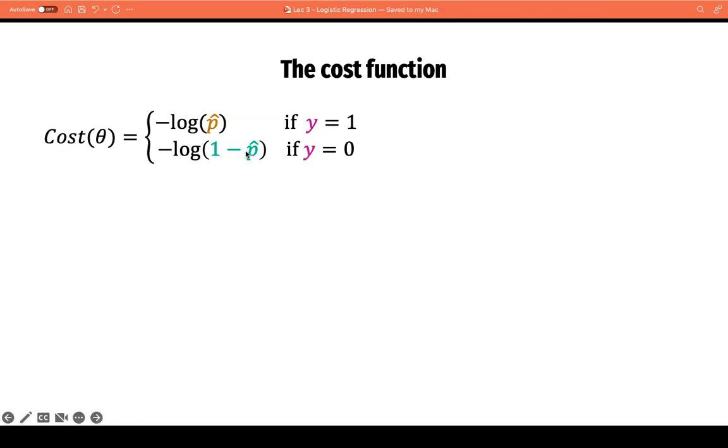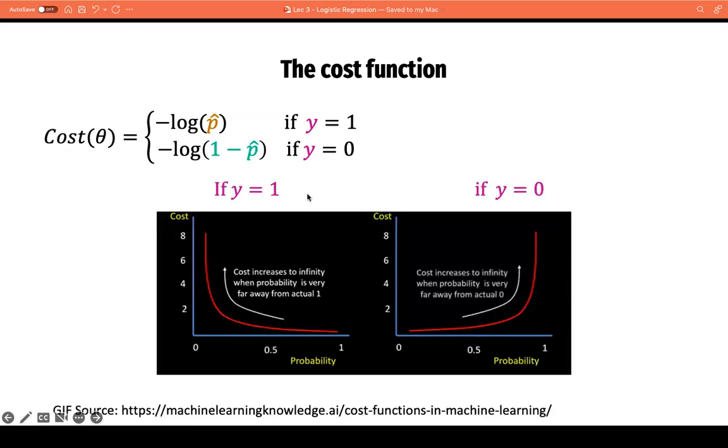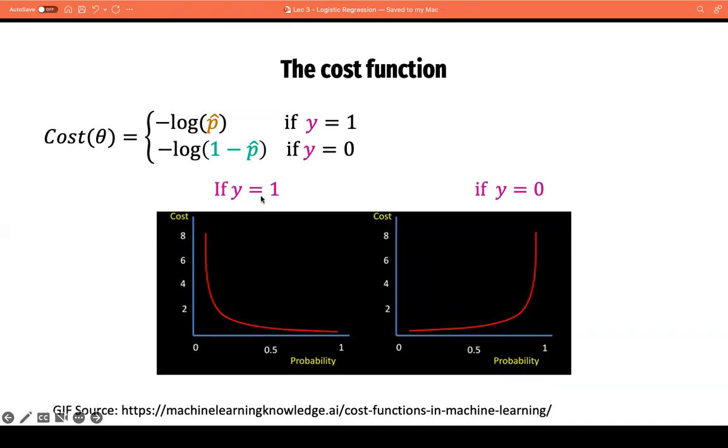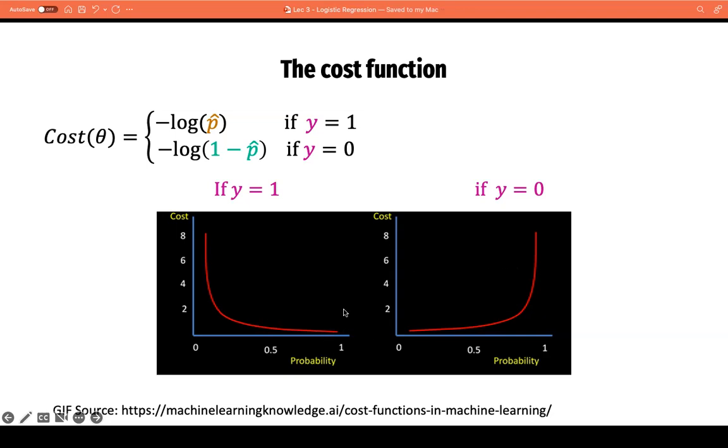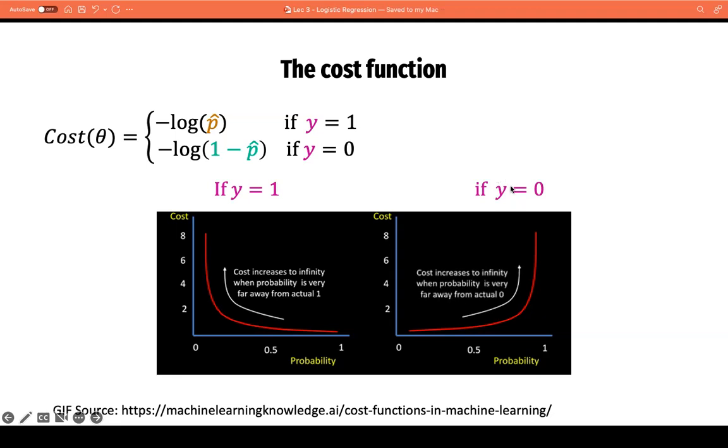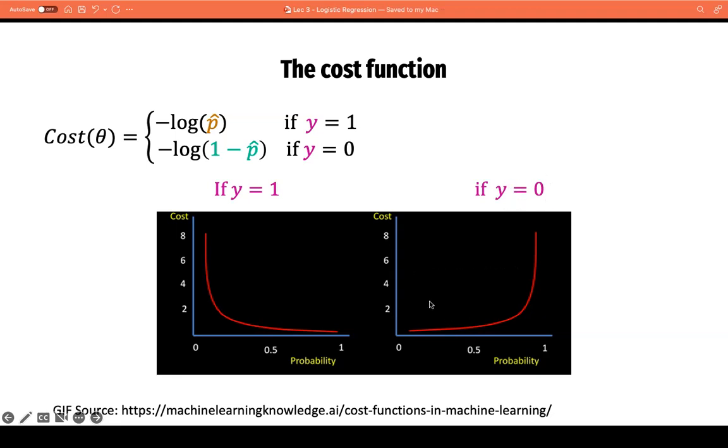Okay, note that the probabilities will sum up to 1. So we want that if y is equal to 1, we want high probabilities. Okay, so the objective is to train such that the probabilities will be high for the positive instances. Okay, but if the true classification or true label is equal to 0, then we want the probabilities to be low.